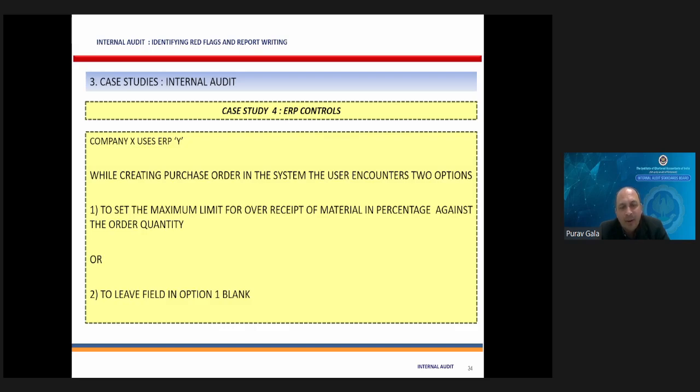So a lot of times, let me tell you, there are materials that come in bulk powder form. If I raise a PO for maybe 10 tons, it is possible I could receive maybe 11 tons. I could receive 10.5 tons because you cannot measure exactly. It's a free flowing material, for example, powder, resin.